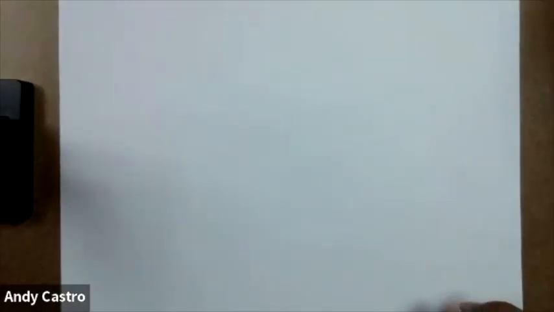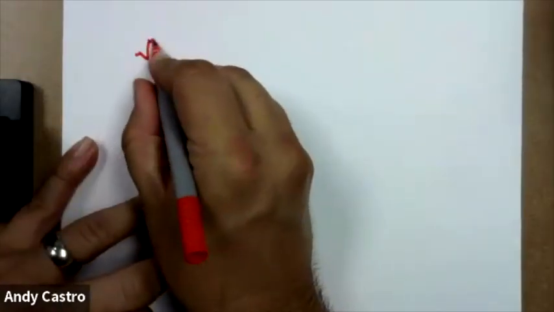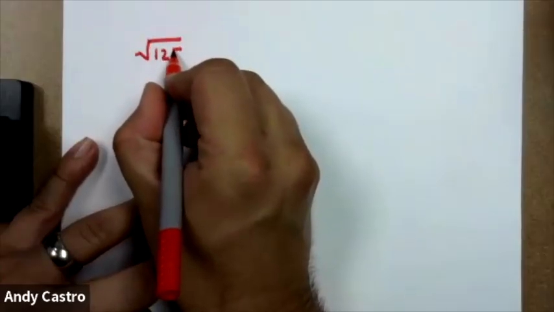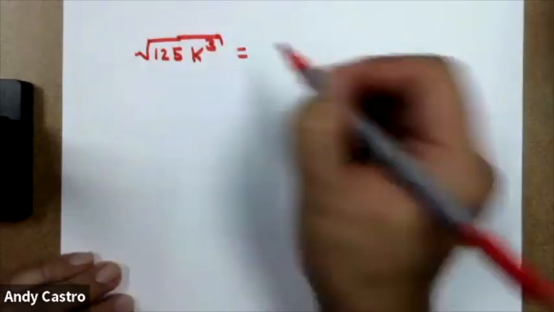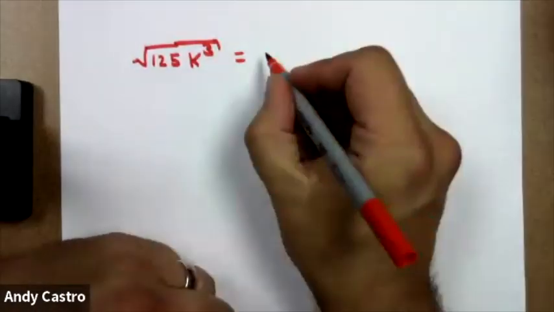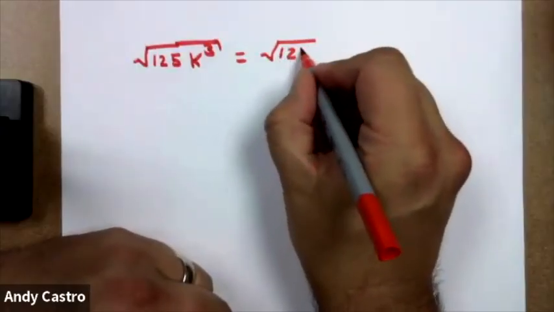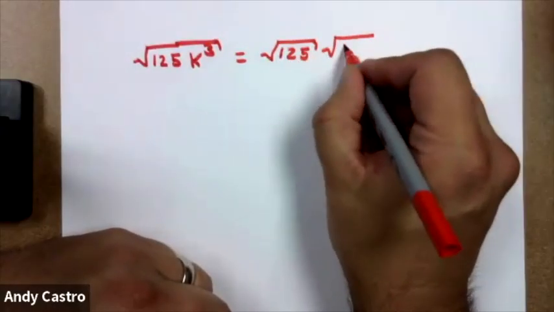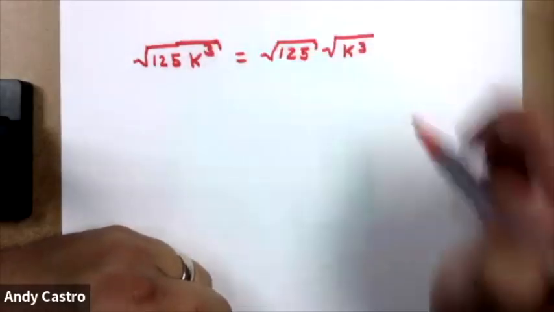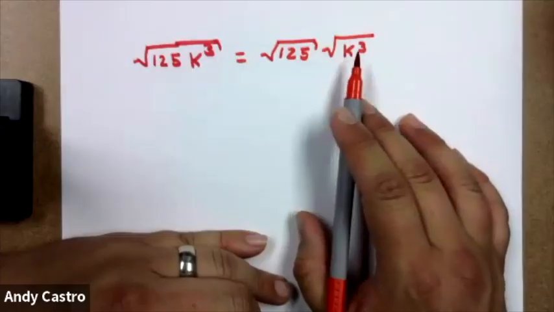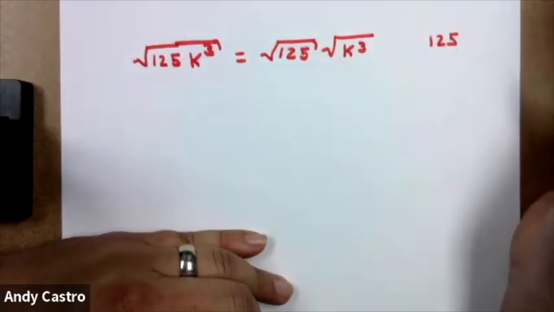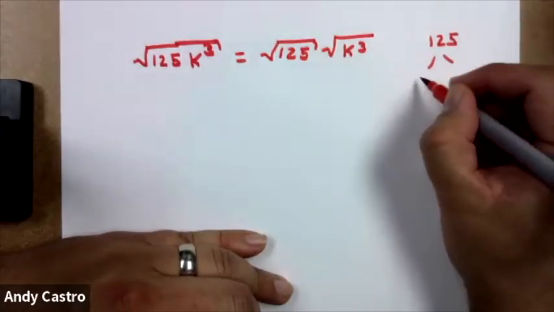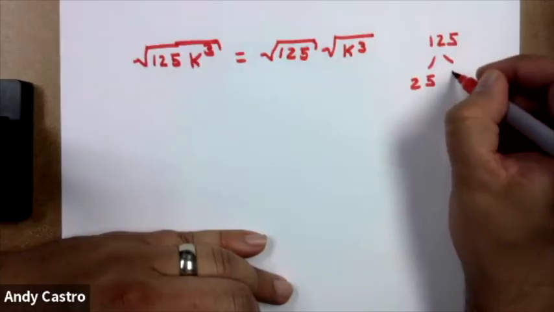All right, let's do one more like this. Let's do the square root of 125k to the third power. Okay, so I'm going to go ahead and split out my 125 and my k to the third. And I also know that k to the third is not a perfect square, so I'll deal with that here in a little bit. But let's at least look at 125. I know that that would split into 25 5 times.